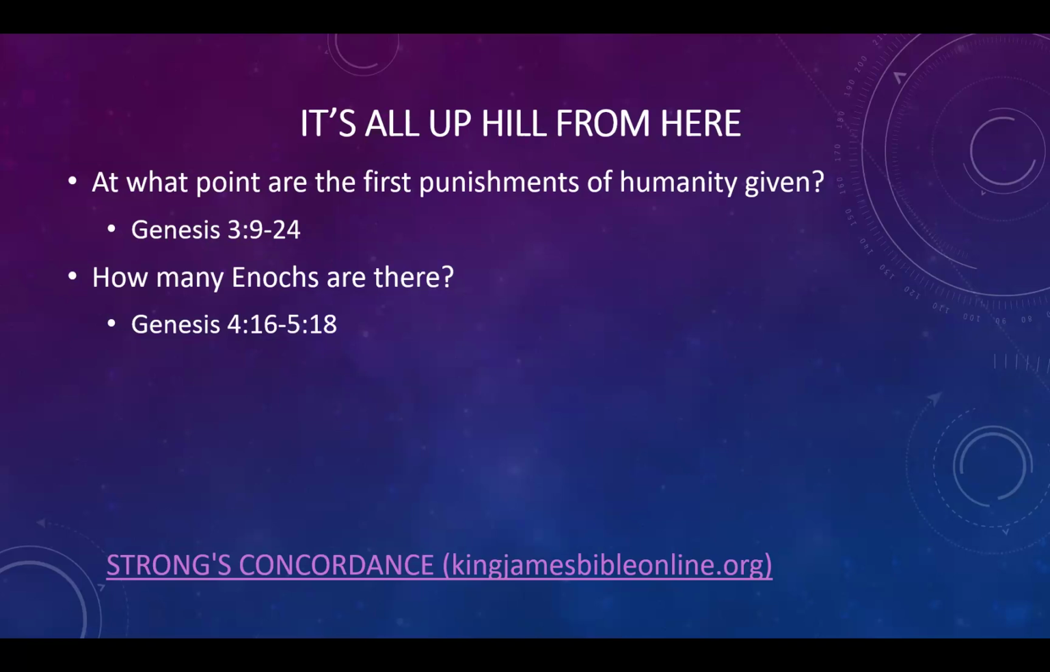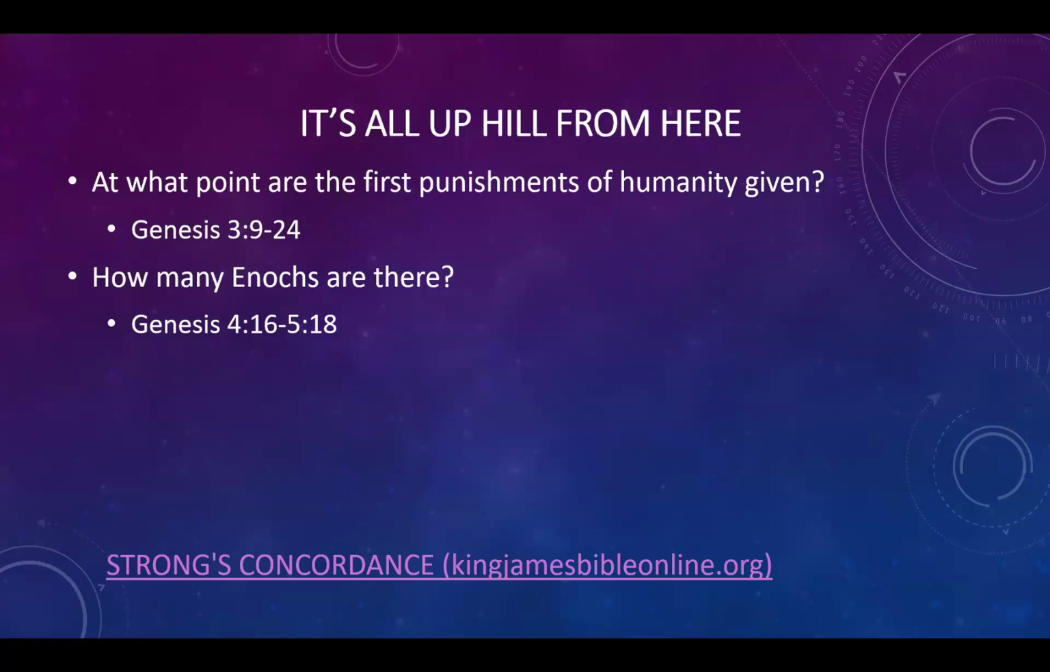And Cain went out from the presence of the Lord and dwelt in the land of Nod on the east of Eden. And Cain knew his wife. She conceived and bare Enoch, and he builded a city and called the name of that city after the name of his son, Enoch. And unto Enoch was born Irad, and Irad begat Mehujael, and Mehujael begat Methusael, and Methusael begat Lamech. And Lamech took unto him two wives. The name of the one was Adah, and the name of the other was Zillah.